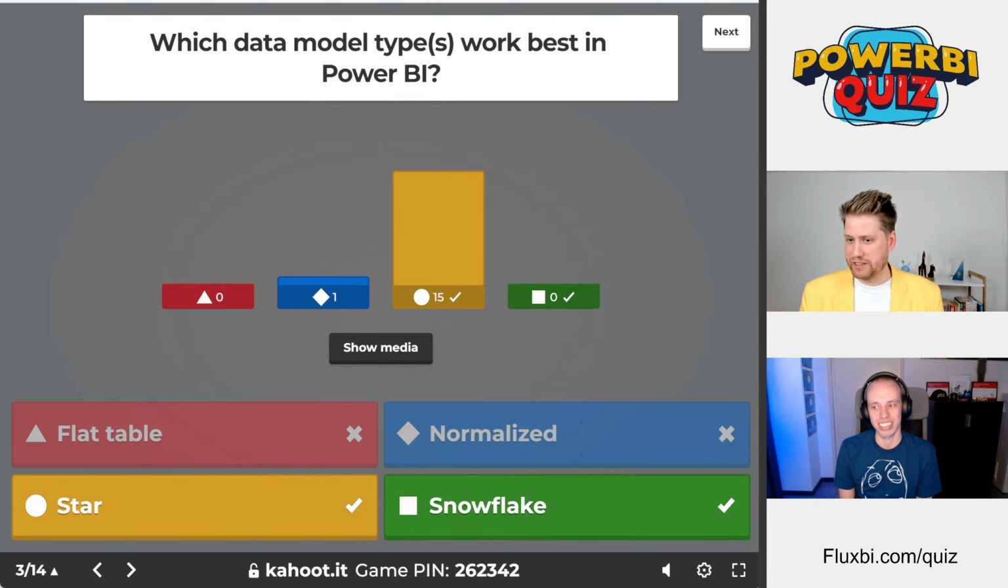Snowflake and star schema. So I would go hands down. This is a star schema only. But Nicolas is saying in chat, do they also see only the shapes on the screen and not the question itself? I think that is the normal behavior on the app, if I'm not mistaken.